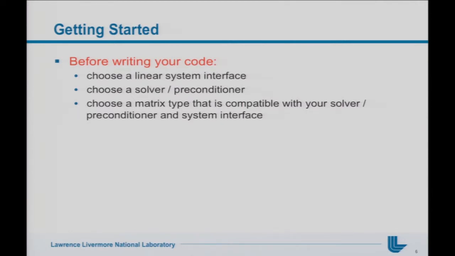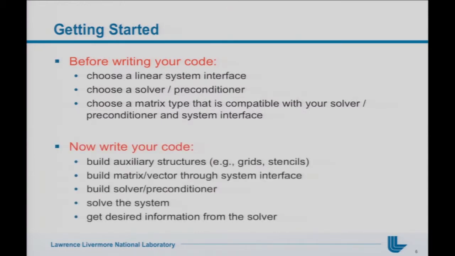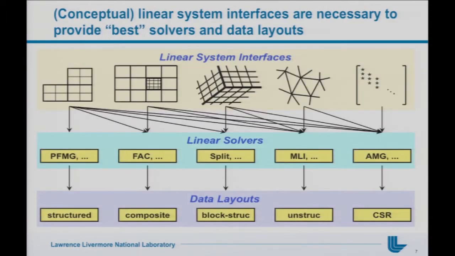Now we'll actually just jump into the package HYPRE and how we use it. OK, so just from a very high level, before you start writing the code, you just have to make a few decisions. The first thing is choosing this linear system interface that I'll talk about. Then from there, you choose a solver preconditioner. Once you've made these decisions, you have some sort of underlying storage format that you need to choose based on that. And then the basic steps are sort of here. You build some auxiliary structures, possibly, like grids and stencils I'll talk about in a minute. Then you build the system, the matrix and the vector for the system, the right-hand side. Build the solver preconditioner, solve the system, and get the solution out. Those are sort of the basic steps for using the package.